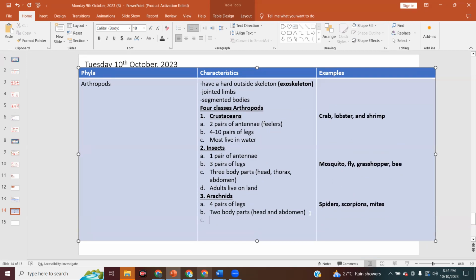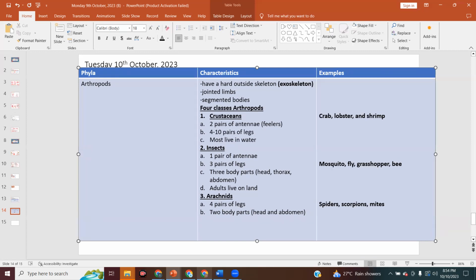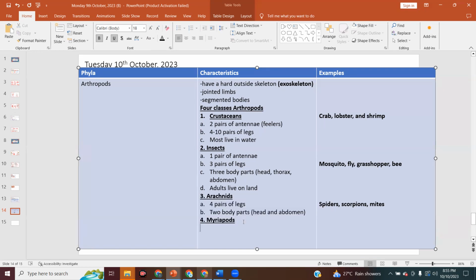So then the last one, because I say they have 4 classes, right? The last one, and probably the one of the most scariest ones, is the myriapods. Anyone ever saw a centipede in real life? Would you like to kill one? Big or small? I'm talking about the small little ones. They so scary. I run from them. I don't kill them.